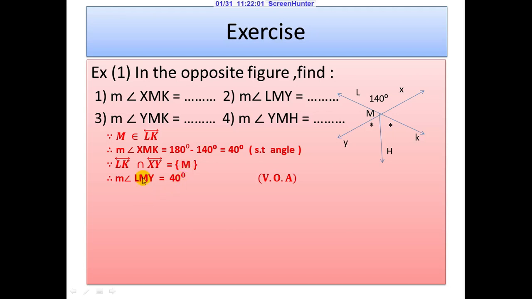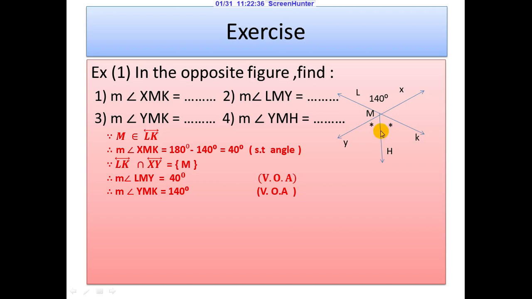We don't need to write it again. So we can write here, therefore, like that. Therefore, measure of angle YMK equal 140 degrees, because also vertically opposite with what? With LMX. So when we write this condition and we deduce one more, we don't need to write it again, so we can write therefore like that. Finally, he asked me to find measure of angle YMH.